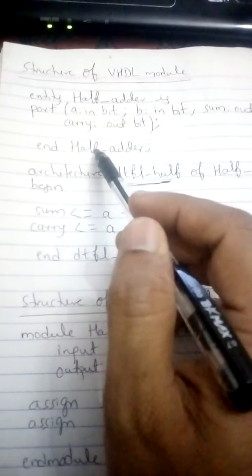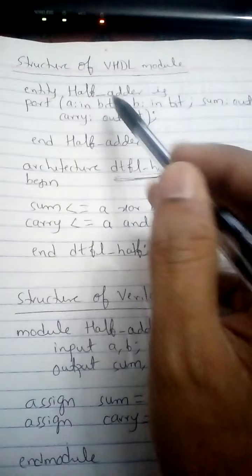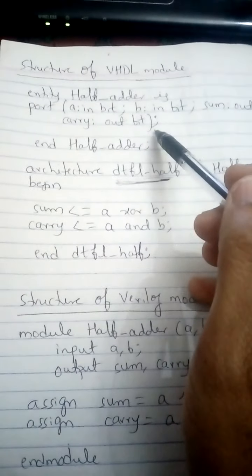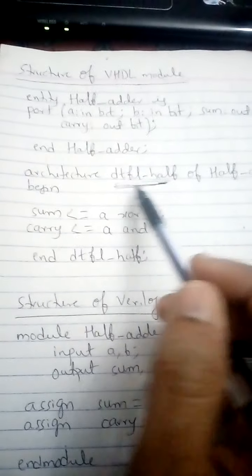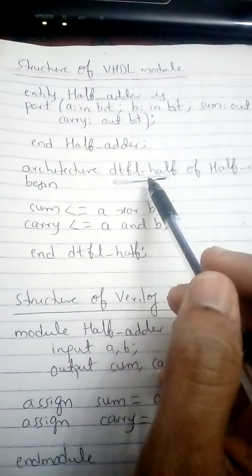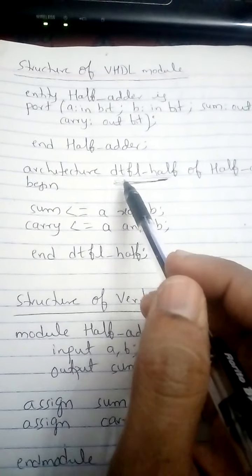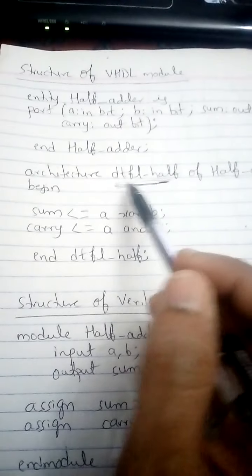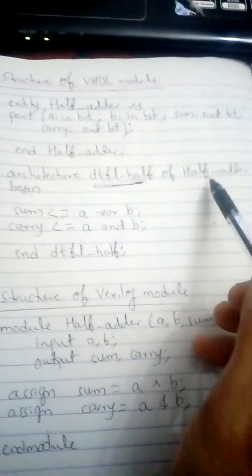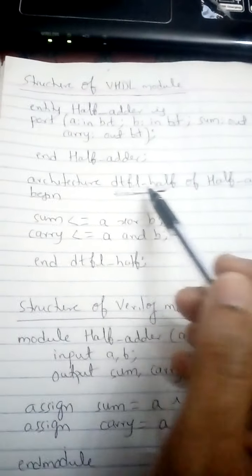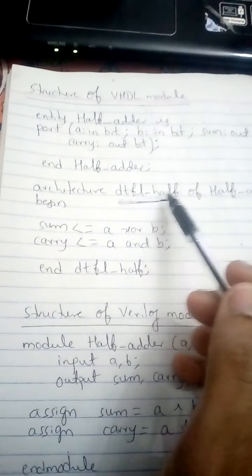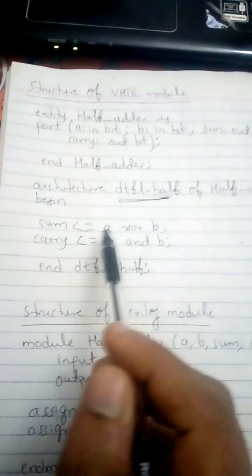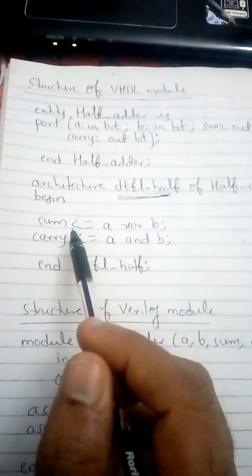So end followed by half adder means I am closing the entity part after port declaration, or input and output declaration. So the next part is the architecture part. Architecture DTFL underscore half. DTFL indicates the data flow model, which we will see later, of half adder. Instead of DTFL we can use any name. Basically, what we are doing in architecture is showing the relationship between inputs and outputs.